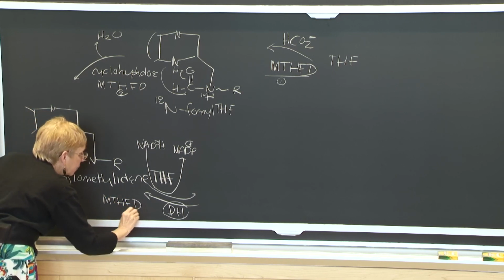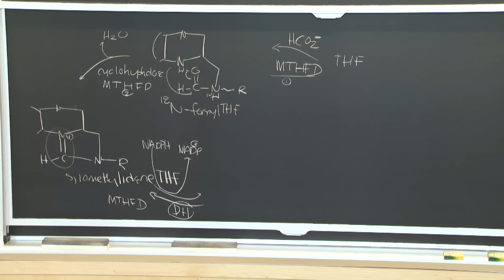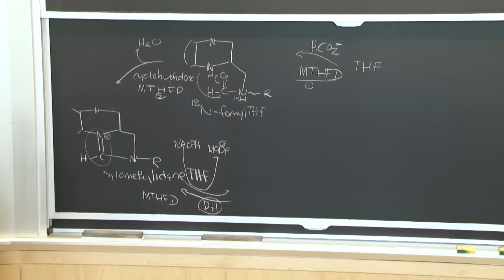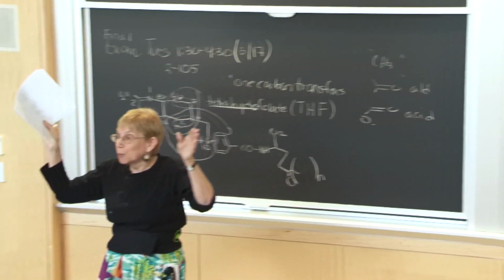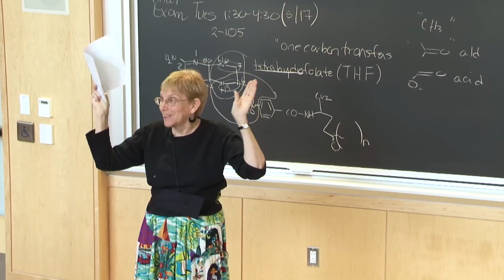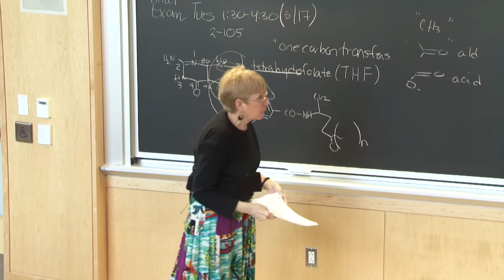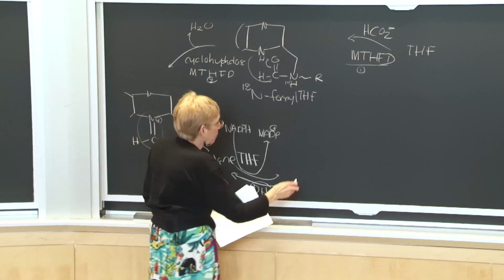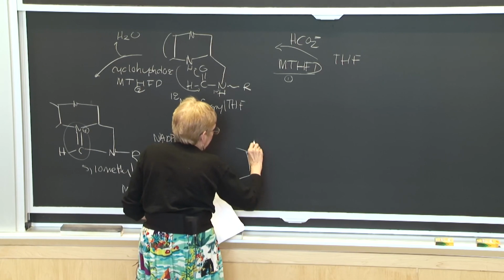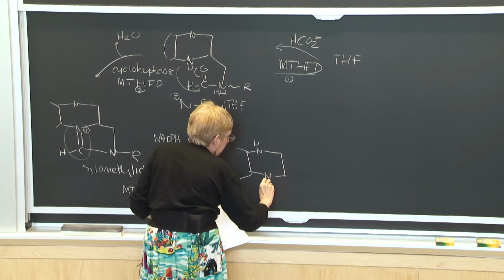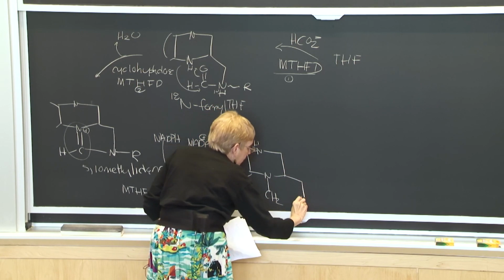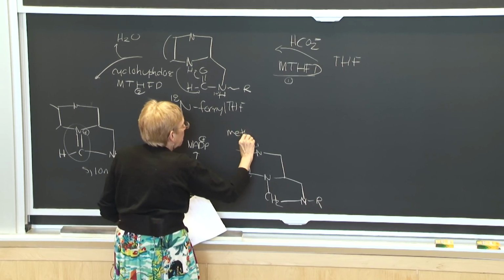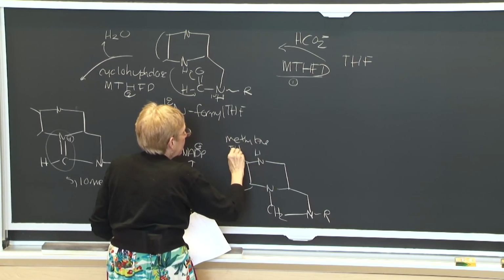So this is also MTHFD. And I've given you the nomenclature on the next slide. So it has a formate ligase, it has a cyclohydrolase, and it has a dehydrogenase all on one enzyme. And so what do you generate then? You generate methylene tetrahydrofolate.